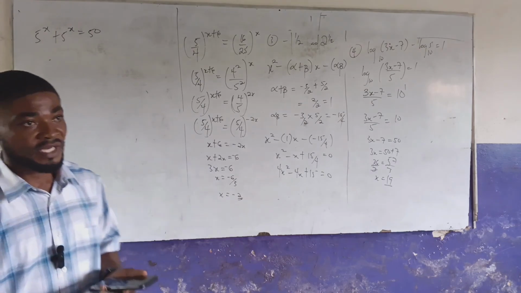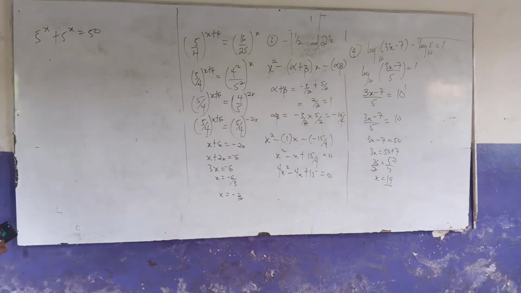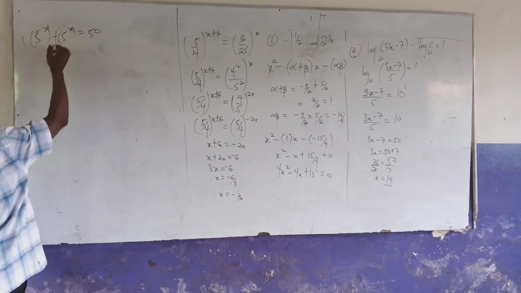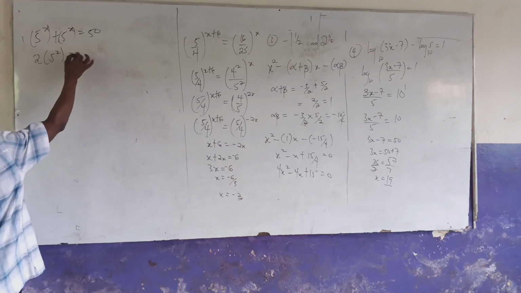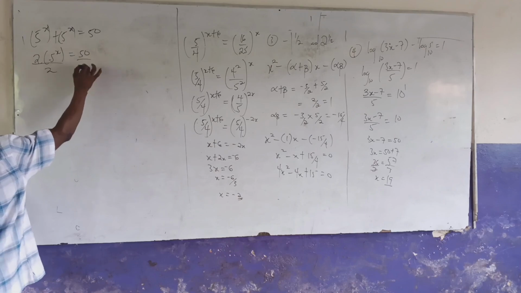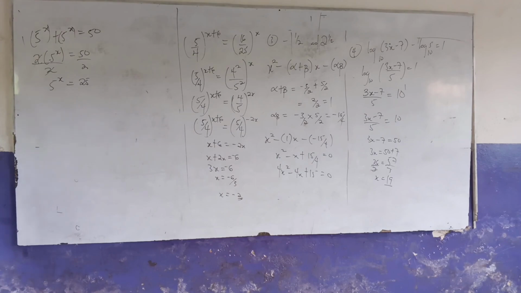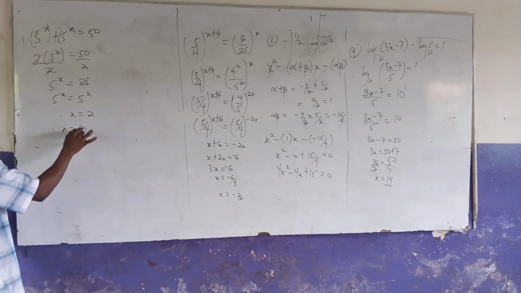So we just treat this as two separate terms. If we were to have x plus x, we would say that it is equal to 2x. The same concept applies: this is 1 here, another 1 here, so this is going to be 2 times 5 exponent x is equal to 50. Divide through by 2, then 5 exponent x is equal to 25. So from here, it is very clear that 5 exponent x is equal to 5 to the power 2. Since the bases are the same, therefore x is equal to 2.